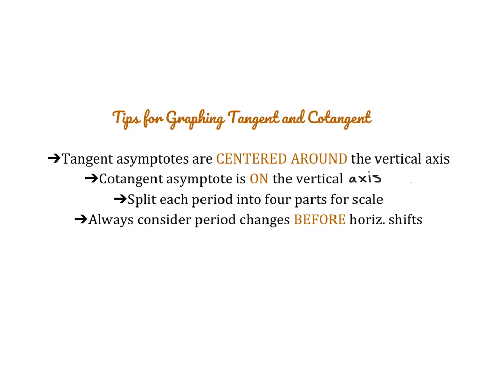When I'm graphing, I'm also going to be careful with the scale of my x-axis especially. Just like sine and cosine, I like to take the period and split it into 4 parts to help me set the scale. And that will make it really easy to graph your coordinates. And last, make sure you always consider period changes before any horizontal shifts. So look at the period and then imagine where your asymptotes would be with that distance, and then you're going to shift it to the right or left.